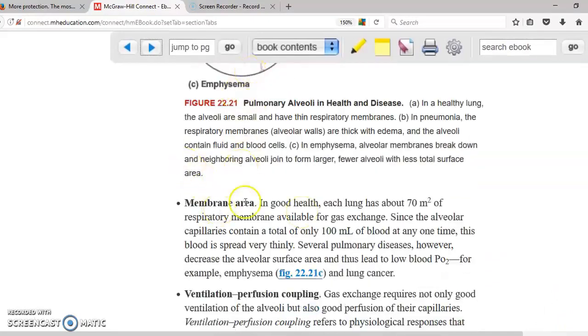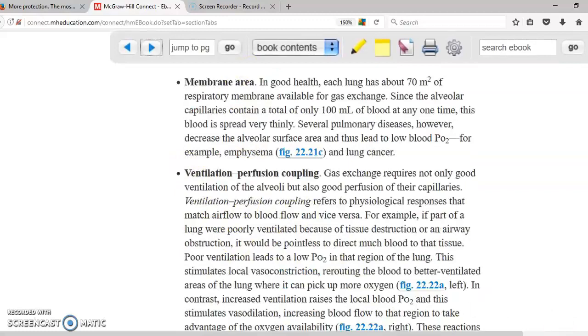You lose the alveoli, then you're going to have less membrane area. Ventilation, perfusion, gas exchange. In order for that to happen, you need blood and you need oxygen. What happens if for whatever reason you don't have enough air because that part of the lungs is lost because there was an infection, etc., etc.?